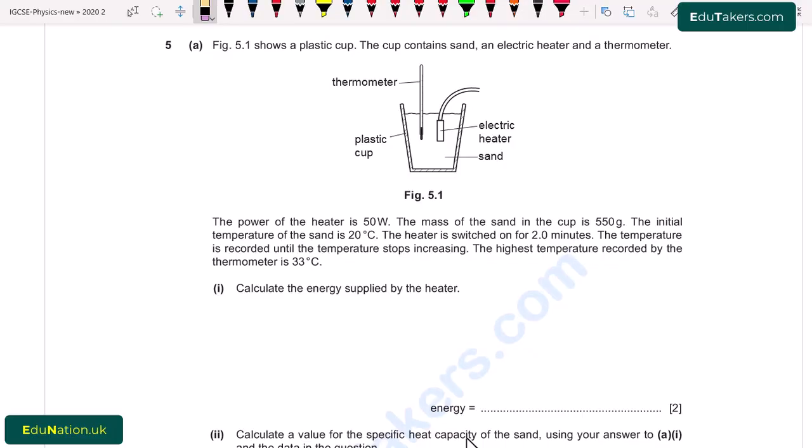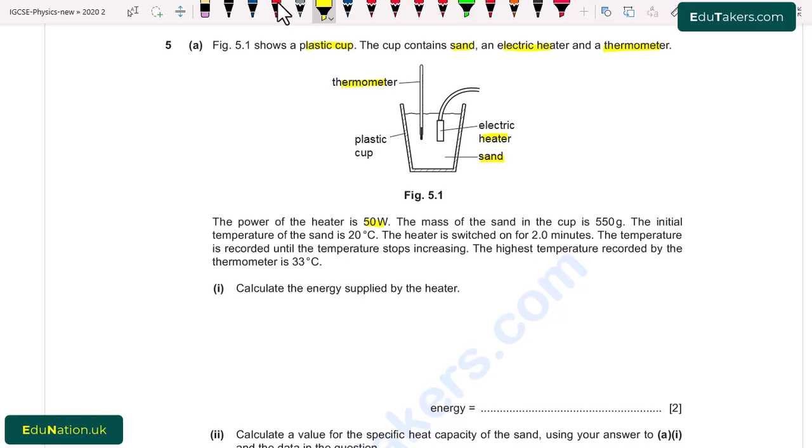Question number 5. Part A. Figure 5.1 shows a plastic cup. The cup contains sand, an electric heater and a thermometer. You can see here in figure 5.1 there is a plastic cup and there is also a thermometer, electric heater and sand. The power of the heater is 50 watt.